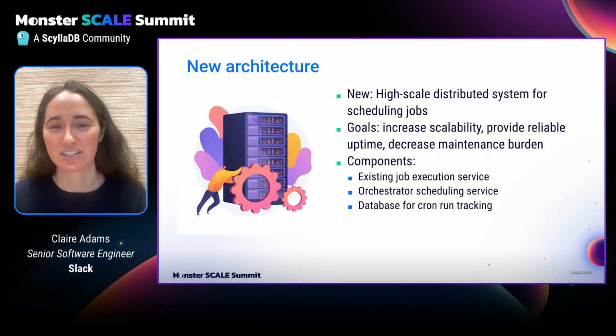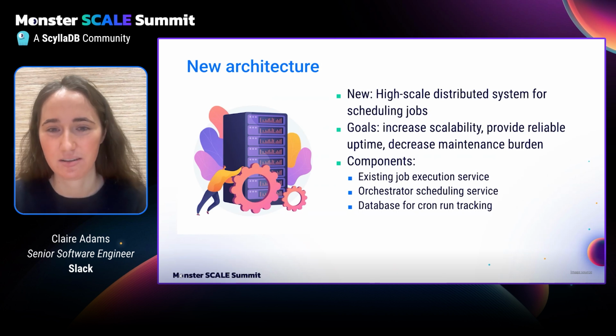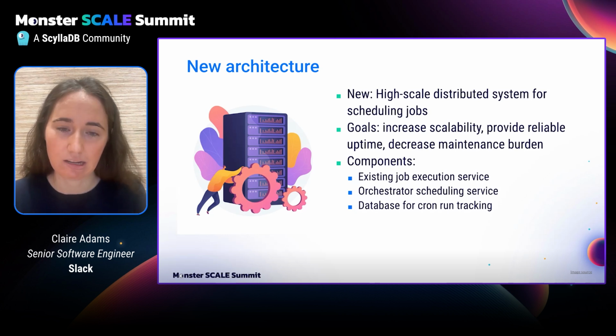So for our new architecture, we created a high-scale distributed system for scheduling the jobs, and our main goals are around stability, providing reliable uptime, and decreasing maintenance burden. People were tired. For the components, we leveraged an existing job execution service. That's the asynchronous compute platform I mentioned that I was working on at the beginning, which does billions of jobs every day. So it has a high scale already, and it is a really good system.